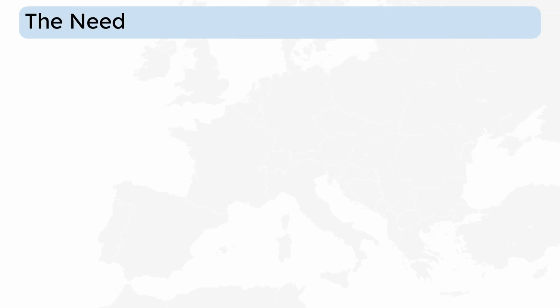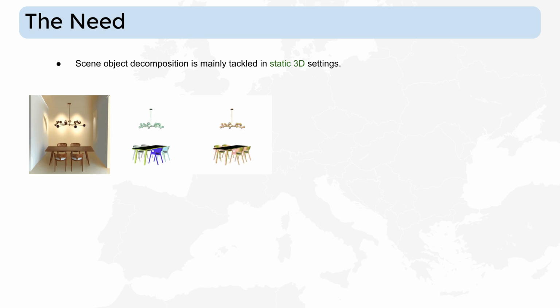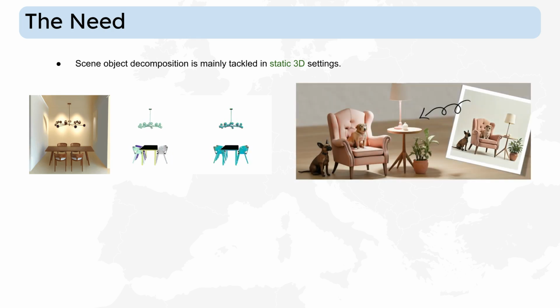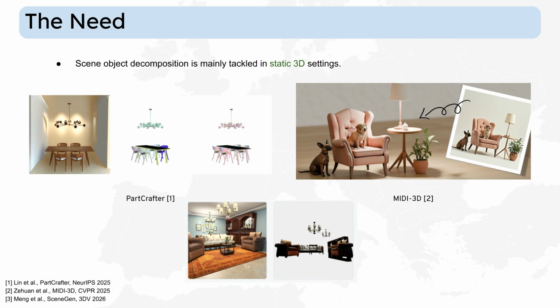So why does this matter? Scene-level object decomposition has seen impressive progress, but almost entirely in the static 3D setting. Methods like PartCrafter, MIDI 3D, and SceneGen can reconstruct multiple objects from a single image as separate 3D meshes. That's genuinely useful, but the moment something in the scene starts moving, these approaches have no answer.